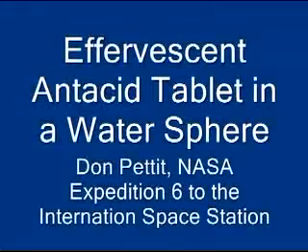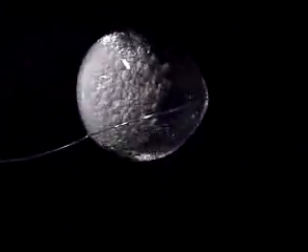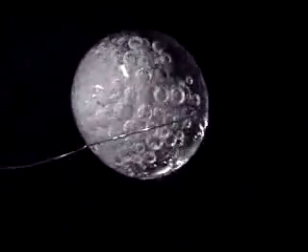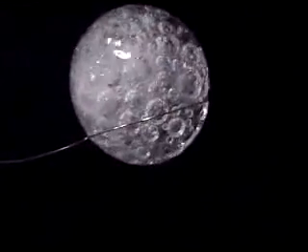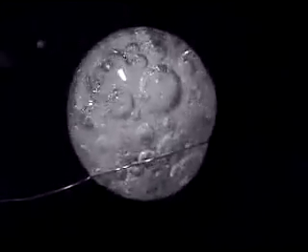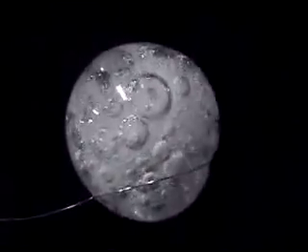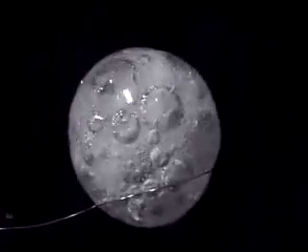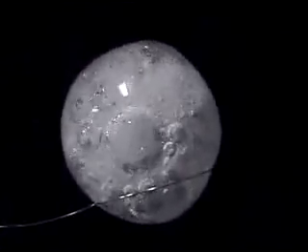Effervescent antacid tablet in a water sphere. Here's a sphere of water 50 millimeters in diameter with an effervescent antacid tablet. Bubbles form rapidly from a chemical reaction. This is an example of heterogeneous nucleation where bubbles form on a solid surface and can get a momentum exchange and travel out into the fluid.